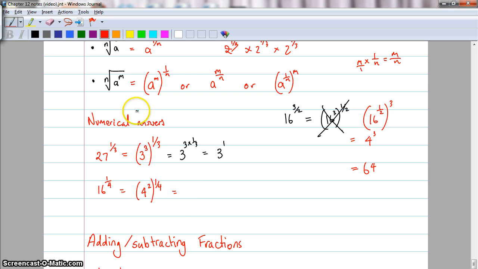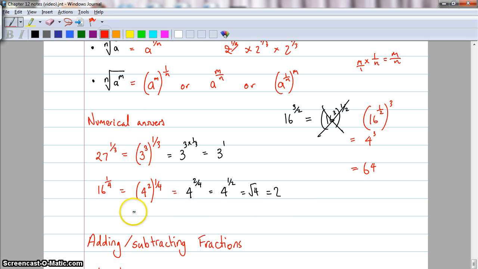So I'll skip that step a little bit. That becomes 4 to the power of 2 over 4, which is the same as 4 to the power of a half. And remember, the half means the square root. So the square root of 4 is just 2.